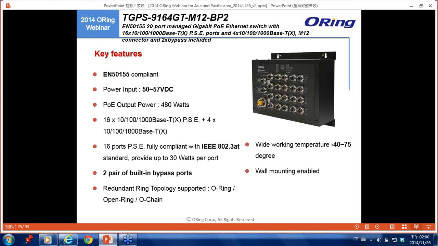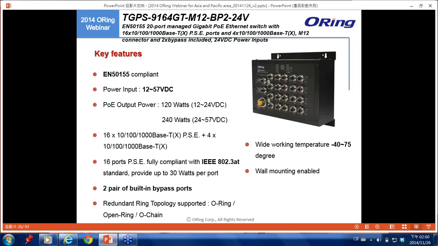Here you can see the power output. I would like to mention that we have 16 ports running PoE and the L2.3AT standard, each 30, which means 30 watts per port maximum. So the total power output here will be 480 watts, and I think some other companies' products don't have that much power output. The others will be pretty much the same: 2 bypass paths, and the operating temperature from maybe minus 40 to 75.